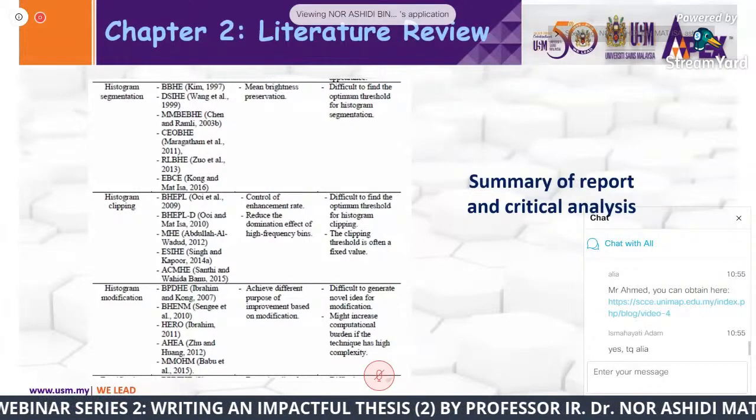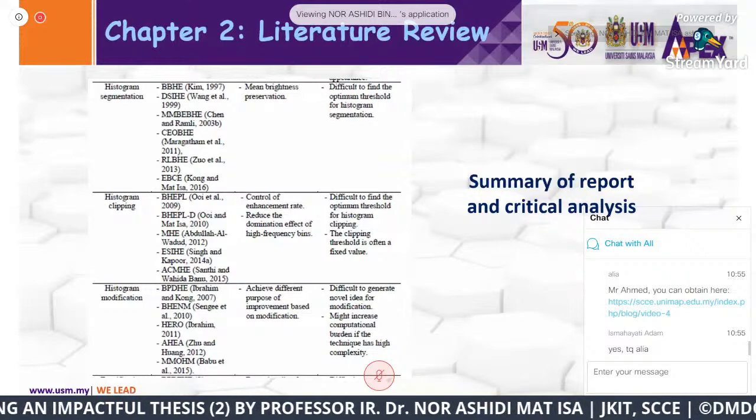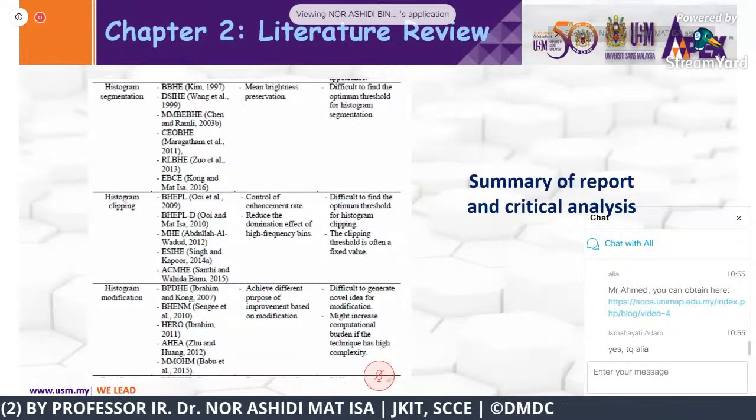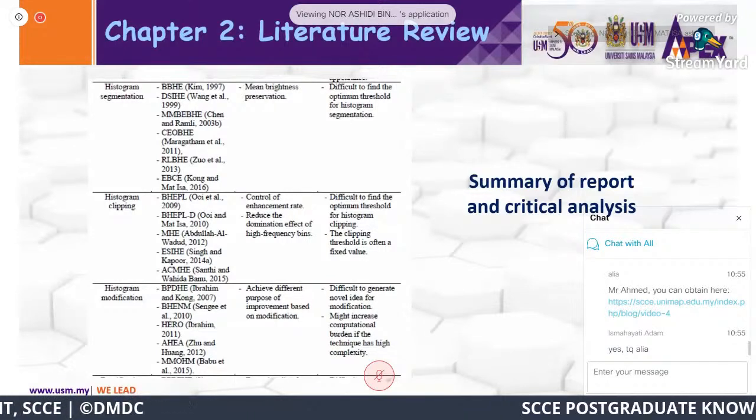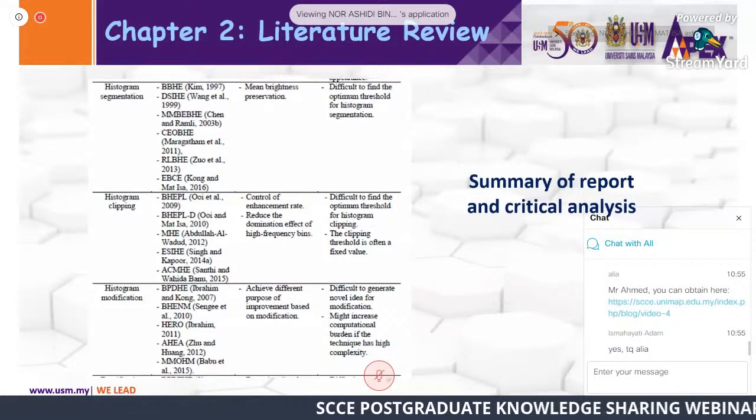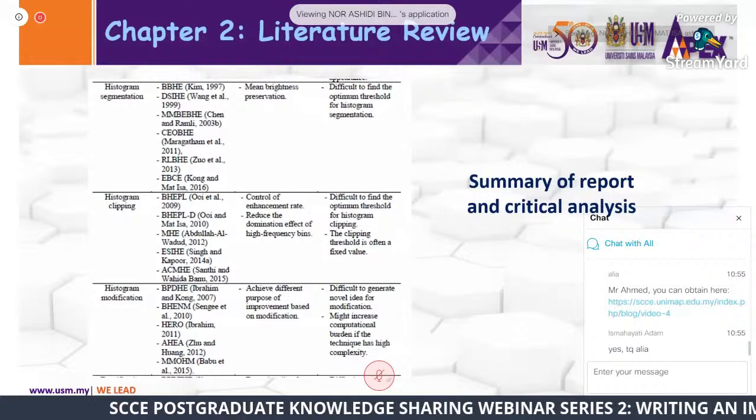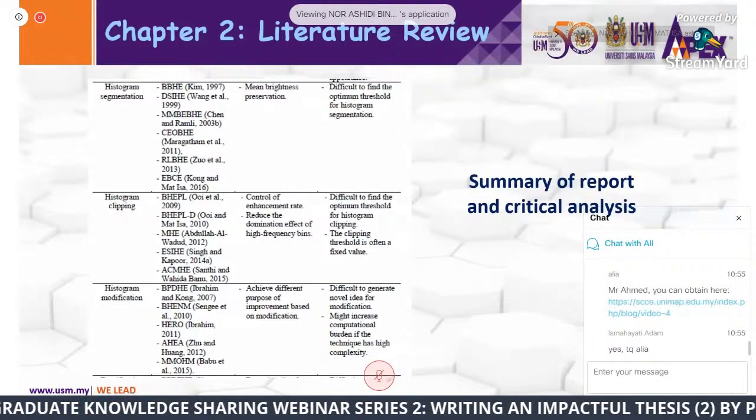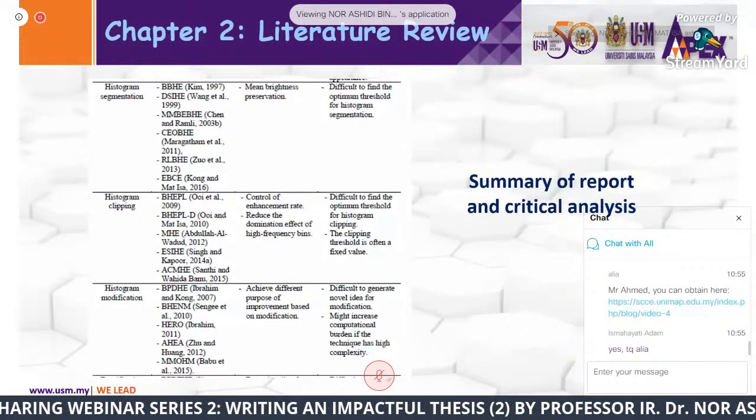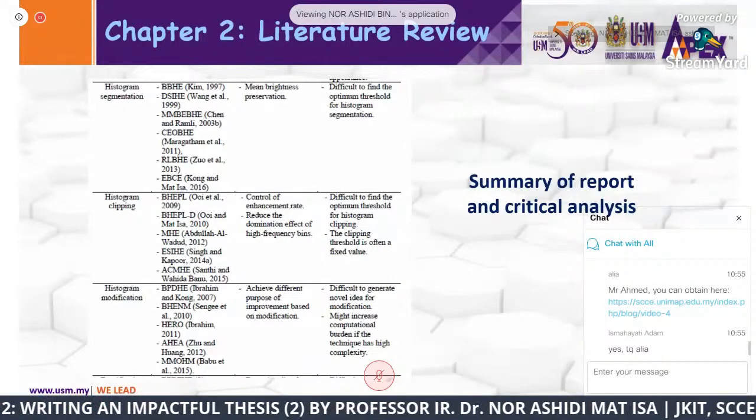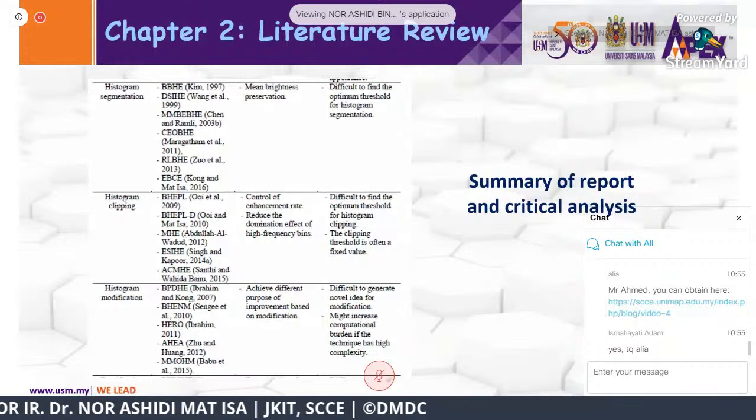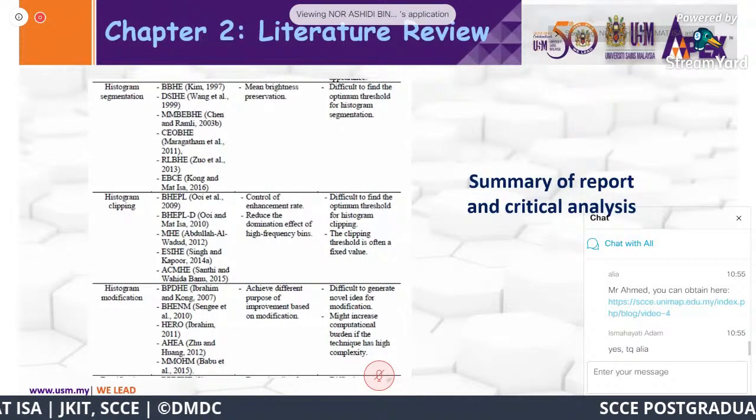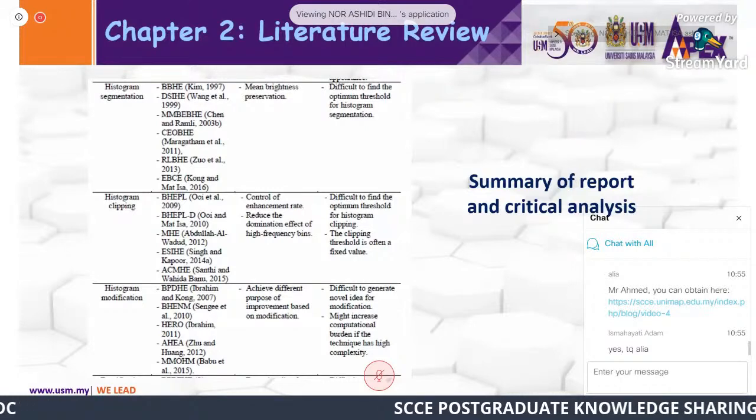and future works. Before you suggest the future works or the future approach, you must know exactly the limitation of your work. Without the limitation, you cannot suggest future works. So that's why a good researcher must know the beauty, the advantages of his or her work, and also the disadvantages or limitations of your work.